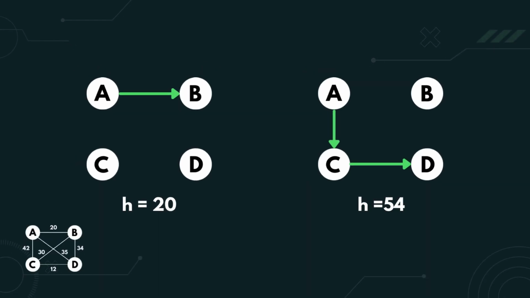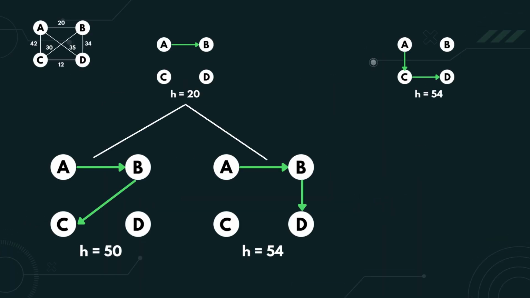So, we need to generate two random states. Let's say one state is A to B with heuristic value 20. The other is A to C to D with heuristic value 54. We then need to generate all successors of both states.